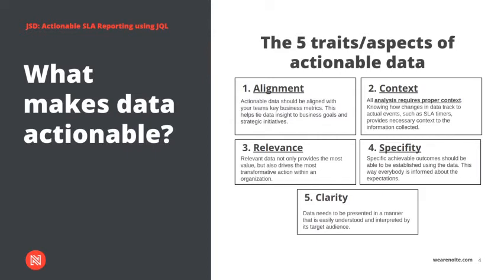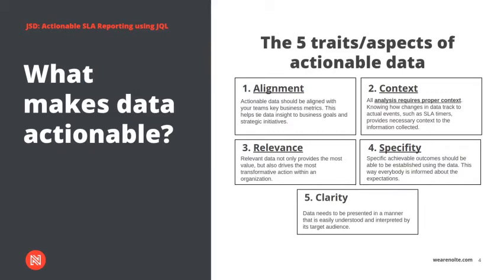Given the topic of my talk, I found the company Datamize provided the most applicable definition in a blog post from December 2018 titled The Main Characteristics of Actionable Data Insight. The 5 characteristics which stood out to me were: Number 1, alignment. Actionable data should always be aligned with your team's key business metrics. This helps tie data insight to business goals and strategic initiatives. Number 2 was context. All analysis requires proper context.